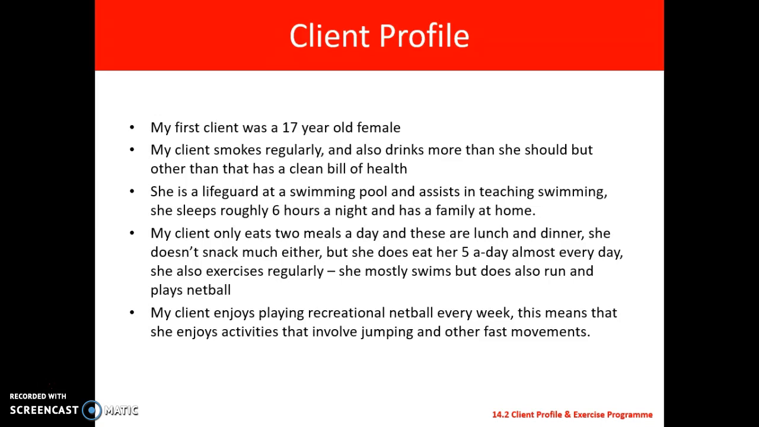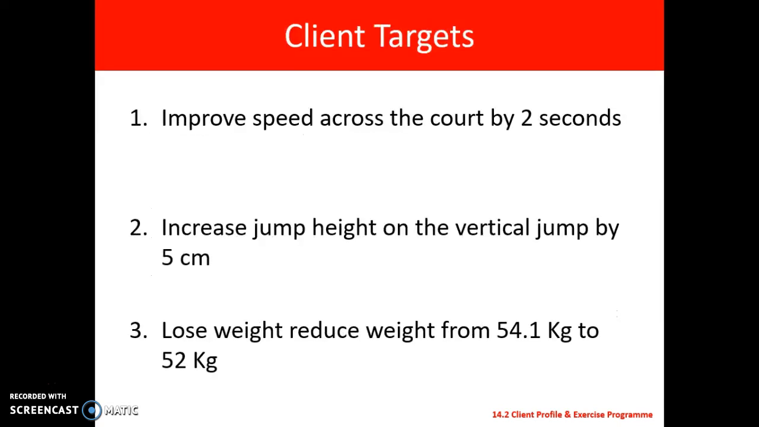She also exercises regularly. She mostly swims, but also runs and plays netball twice a week. My client enjoys playing recreational netball every week. This means that she enjoys activities that involve jumping over fast movements.